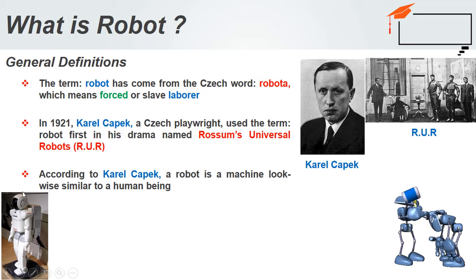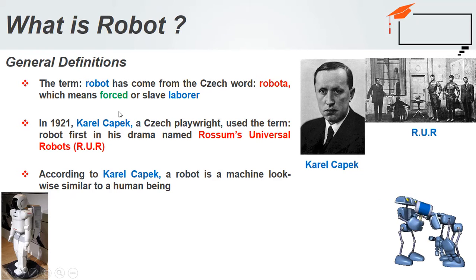You see here, this is the Honda Asimo robot, which looks like us, and this is the Rossum's Universal Robots drama. Here you can see the characters, which perform actions based on human instruction. So from this slide, what we can learn is that the idea of robotics developed at the start of the 20th century in Central Europe.